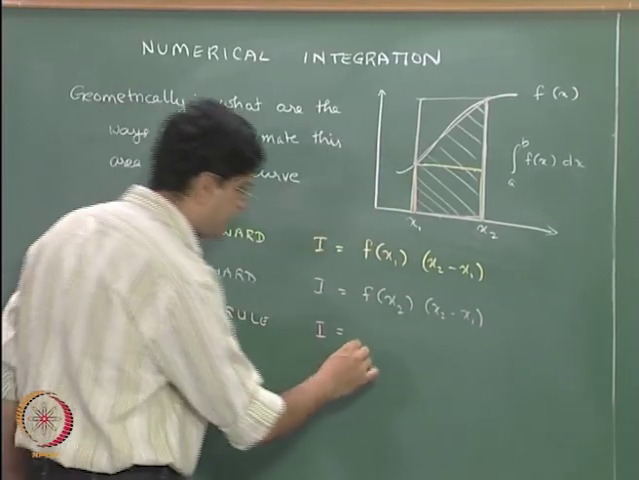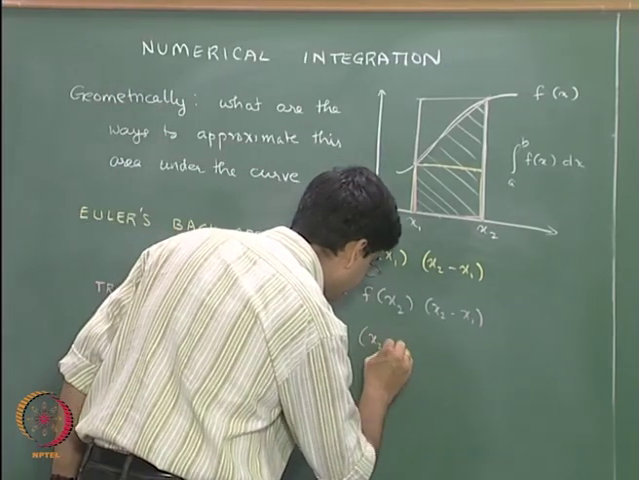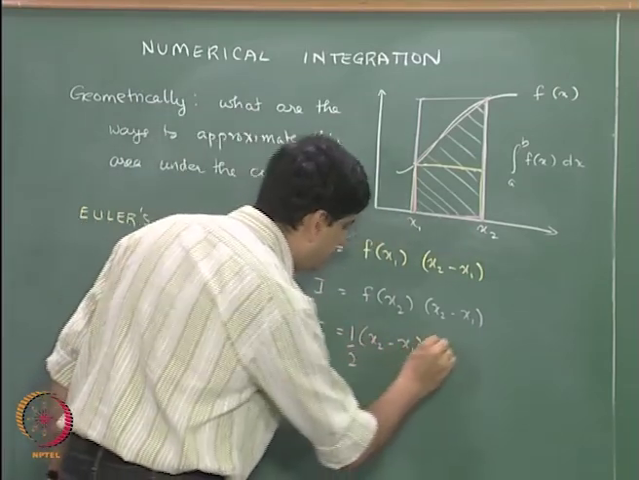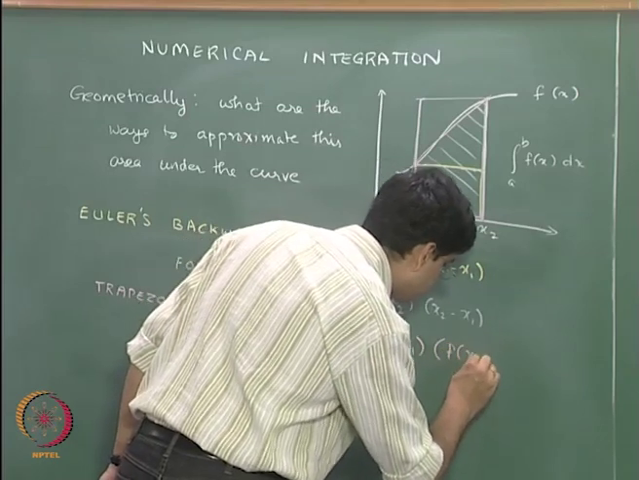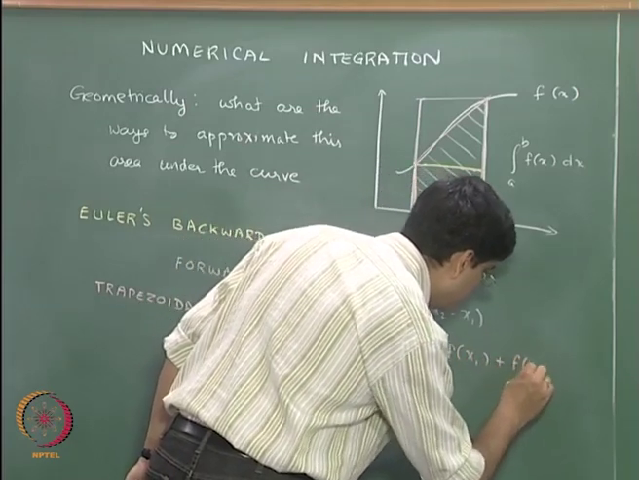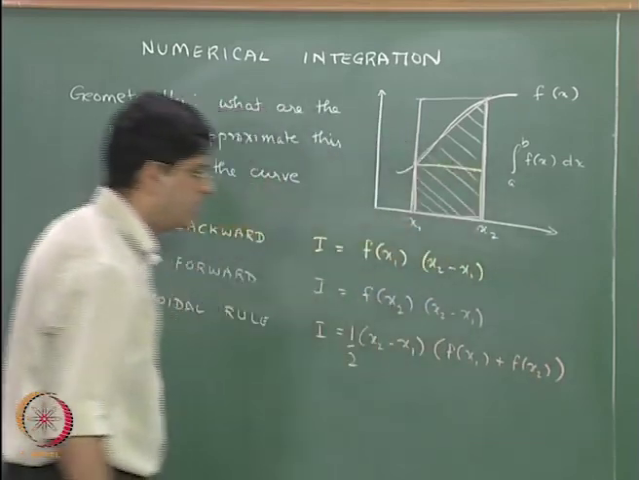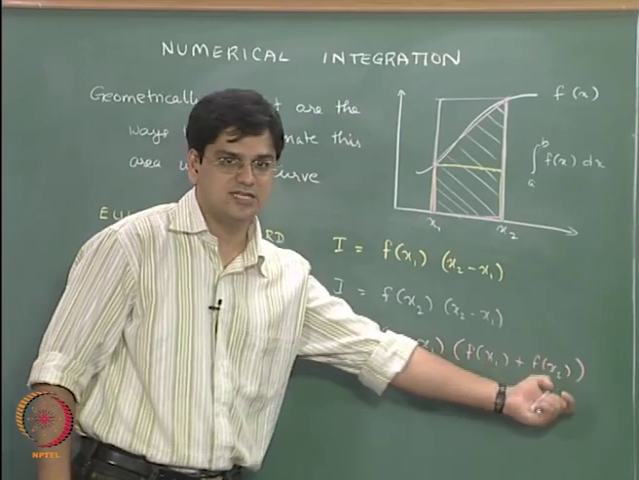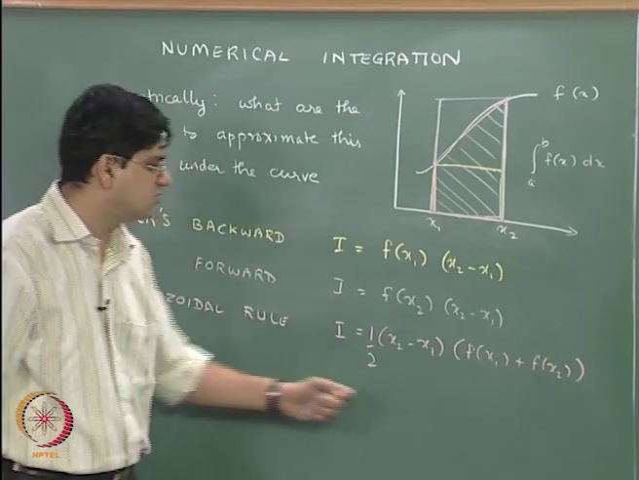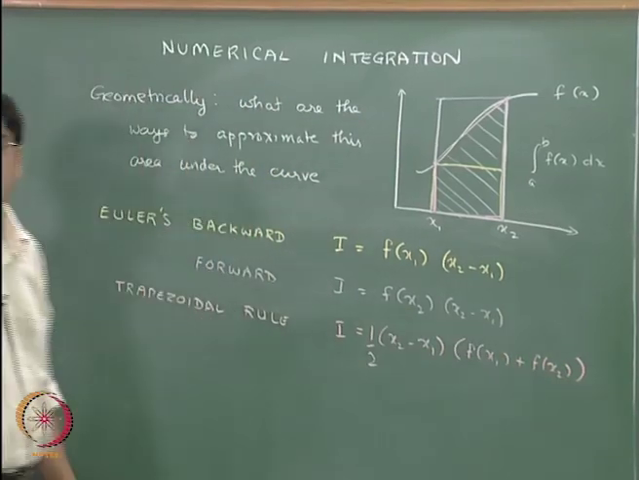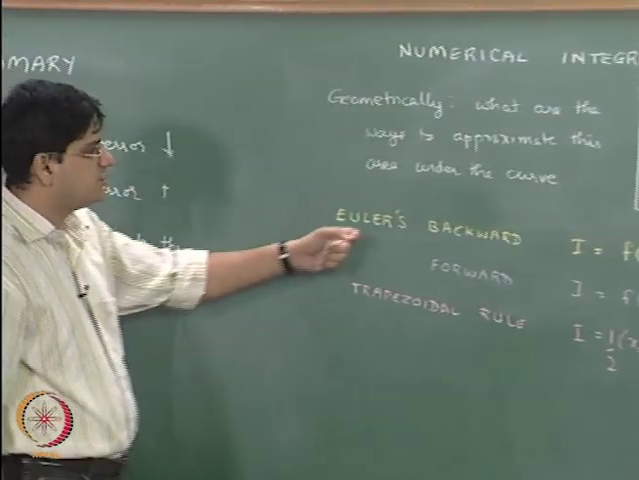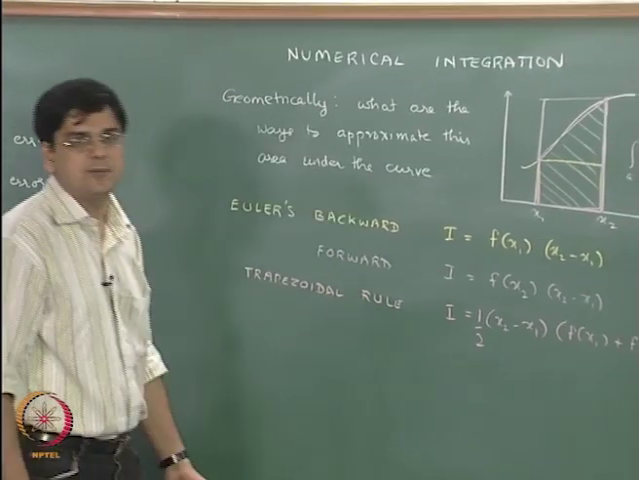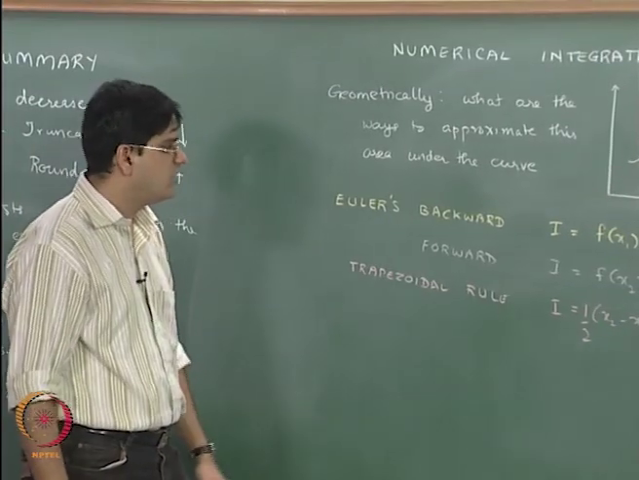Breadth is nothing but x2 minus x1, okay, and we have this term half multiplied by f of x1 plus f of x2, right. It is half multiplied by breadth multiplied by the first length plus the second length, okay, and that is going to be the trapezoidal rule. Okay. So based on the geometric interpretation, we have Euler's backward method, Euler's forward method and the trapezoidal rule. These are the three different ways.